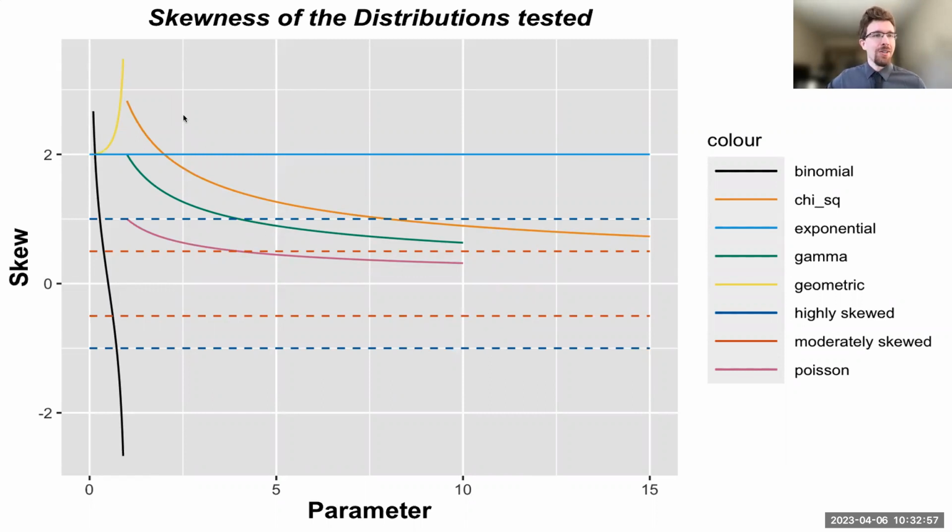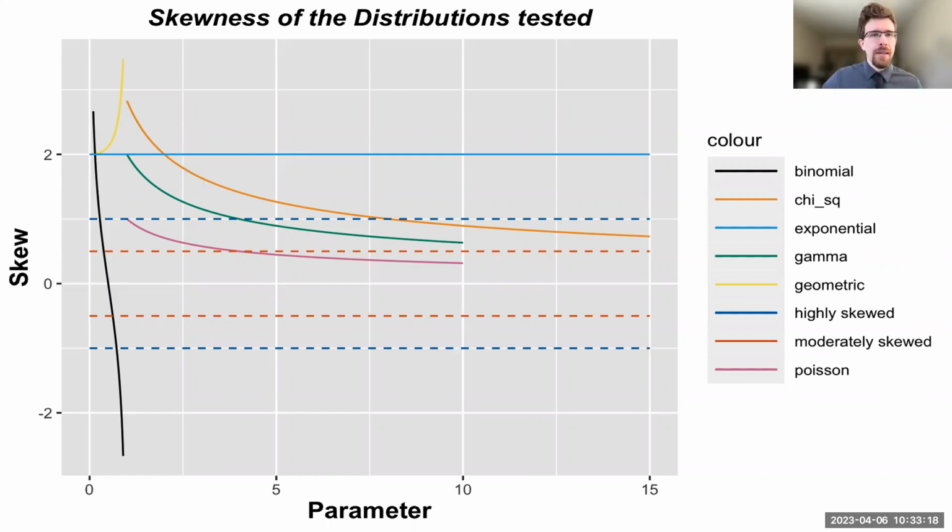One are the two offenders from the previous table, right? We have geometric here, which starts at about 2 and just shoots up, right? It gets really large really fast. And then exponential. Exponential stays at a constant 2, independent of the parameter space. It just is 2 forever.